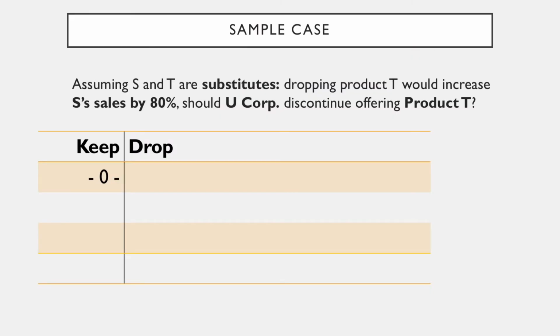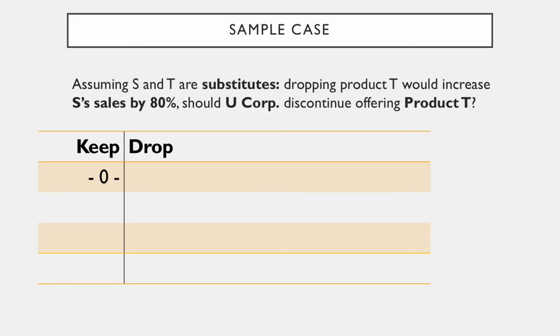As you have seen, it doesn't mean that when the income statement of a segment, a product line or a division shows a loss, dropping it will increase your profit. It doesn't work that way all the time. Second question. Assuming S and T are substitutes, dropping product T would increase S sales by 80%. Should U Corp discontinue offering product T?